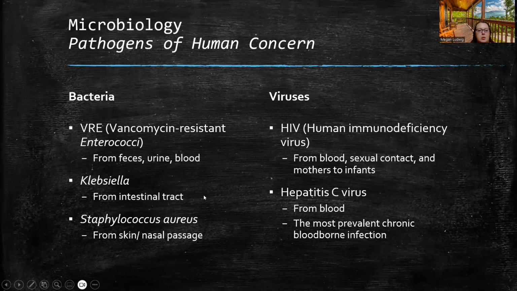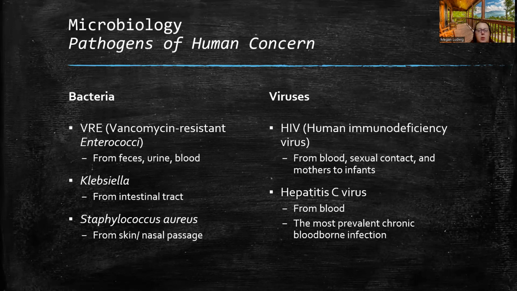Klebsiella comes from the intestinal tract. There's a lot of Klebsiellas. And then Staphylococcus aureus, super common. Have you ever heard of a staph infection? That's what this is, staph. Everybody has Staphylococcus aureus on their skin anyway. It is what we call a resident microbe.